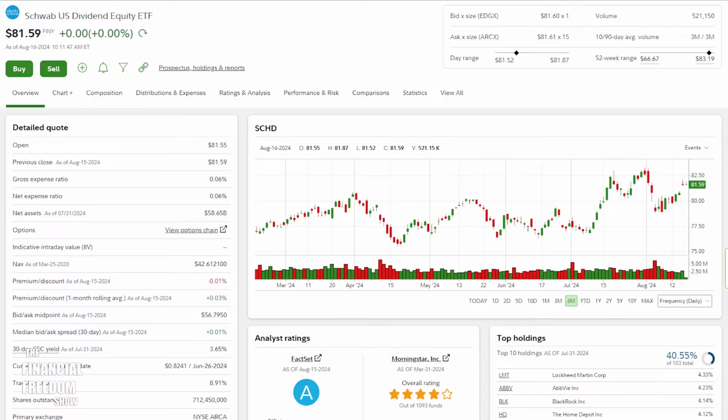The index is reconstituted annually, meaning that the stocks in the ETF are reviewed and adjusted once a year to ensure that they still meet the criteria of the ETF. This process helps maintain the quality and reliability of the holdings in SCHD.